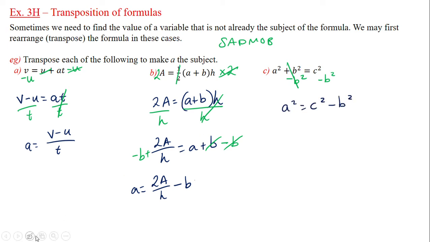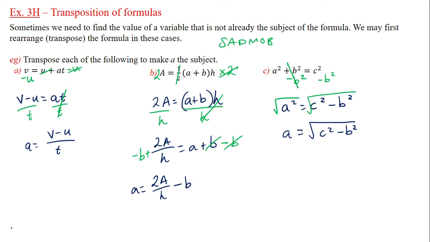Our last step is to get rid of that squared. The opposite of squared is square root. So we're going to square root both sides and write it neatly. The square root of a squared number is just the number that you were squaring in the first place. So a equals the square root of c squared minus b squared.